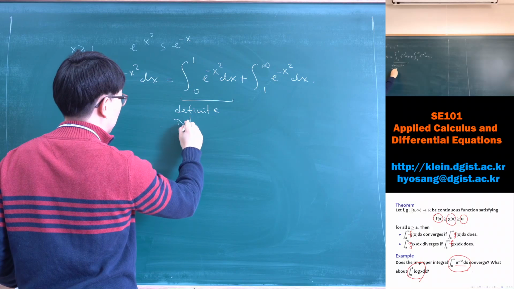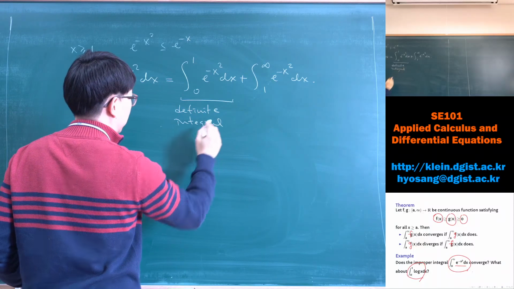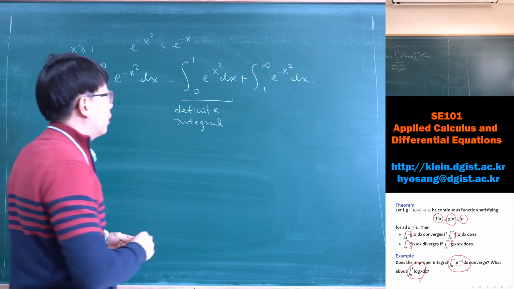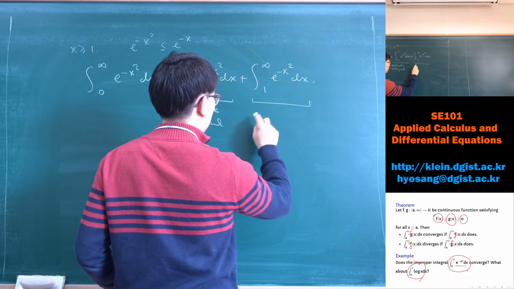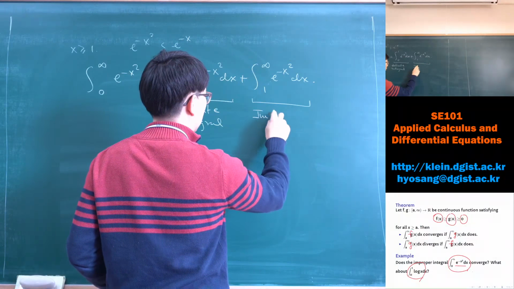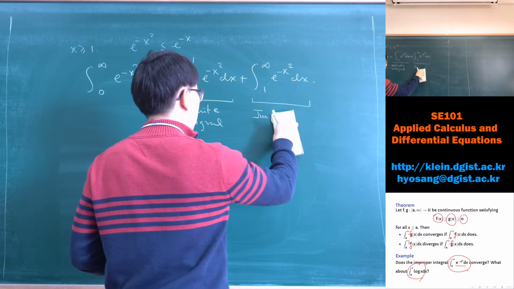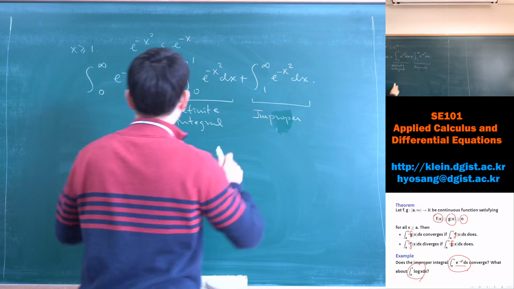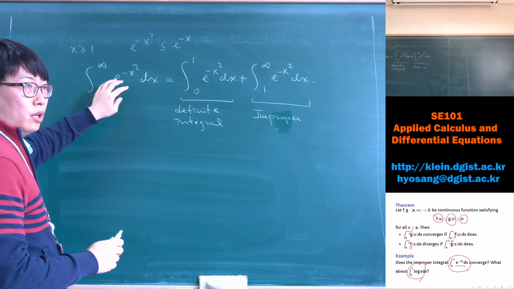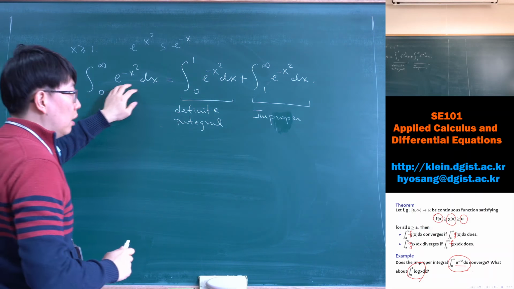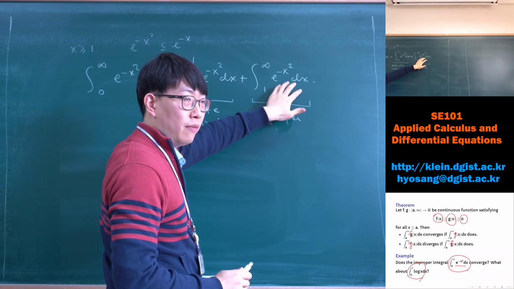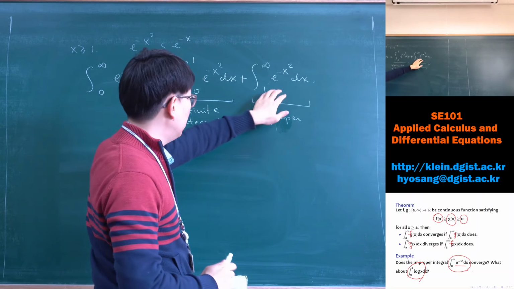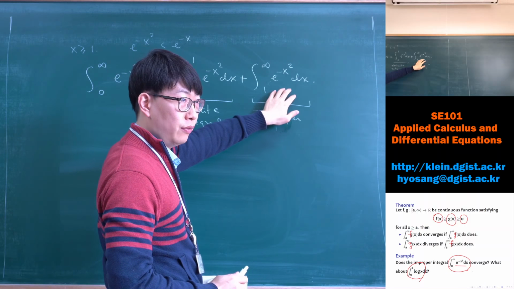Definite integral. So this converges. What about the second part? This is the improper integral. And the convergence and divergence of the original improper integral depend on the convergence and divergence of this part of the integral. Okay? So we only need to check whether this integral converges or not.